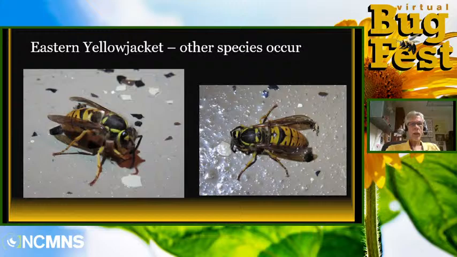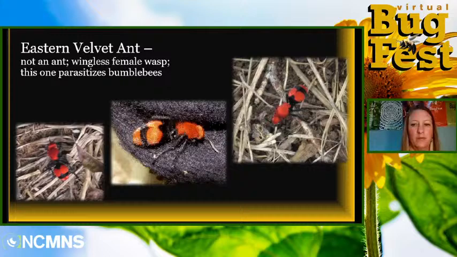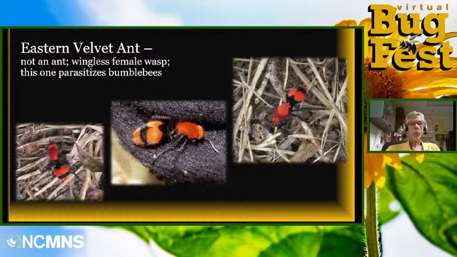Here's one that is called a velvet ant, but it's not an ant, it's a wasp. This is a wingless female wasp, and they parasitize bumblebees. And when you find one, like this one on the left and same photo on the upper right, she will spend all her time walking around.